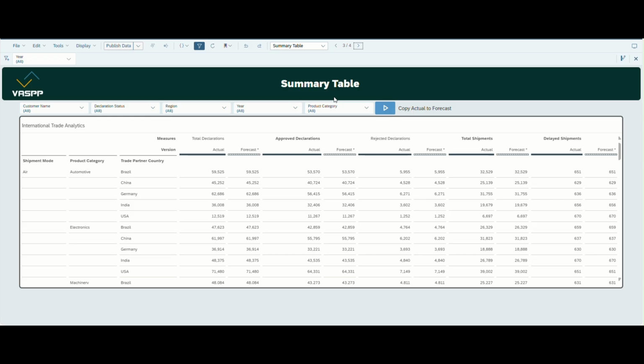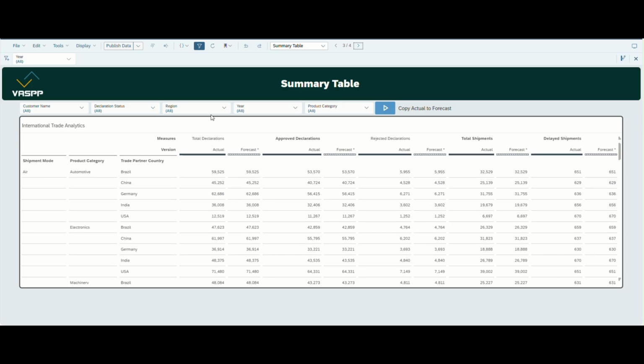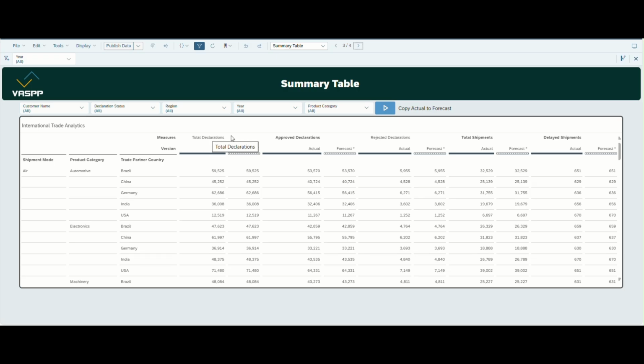Each row brings together a unique combination of shipment mode, product category, and trade partner country. Each column, from total declarations to approved and rejected cases, shipments, and delays, weaves a story about operational strength and the risks that need attention.